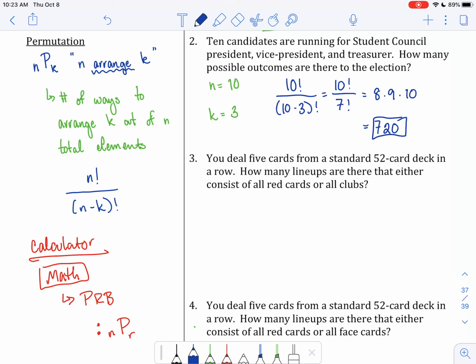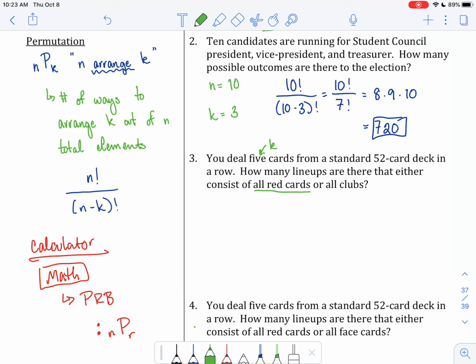Number 3, you deal 5 cards from a standard 52 card deck in a row. How many lineups are there that either consist of all red cards or all clubs? And this is where it's really important, because if you start doing permutations with 52, you're going to end up with a crazy number of answers. And so you want to pay attention to these other parameters. So here we see that we've got 5 cards, so we're arranging 5 things. So this is our K value.